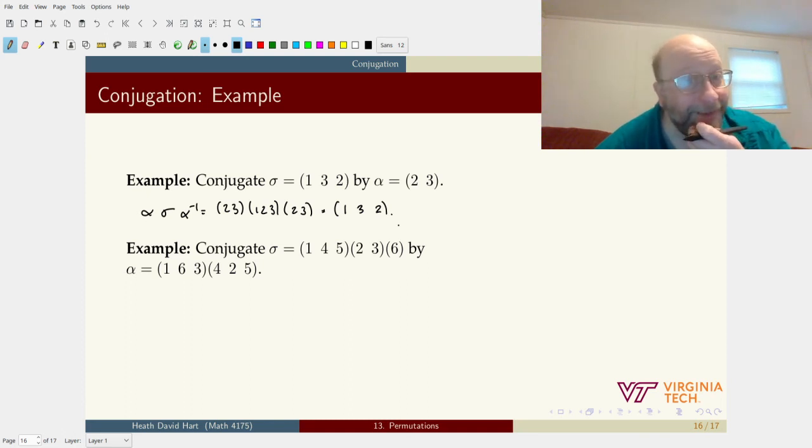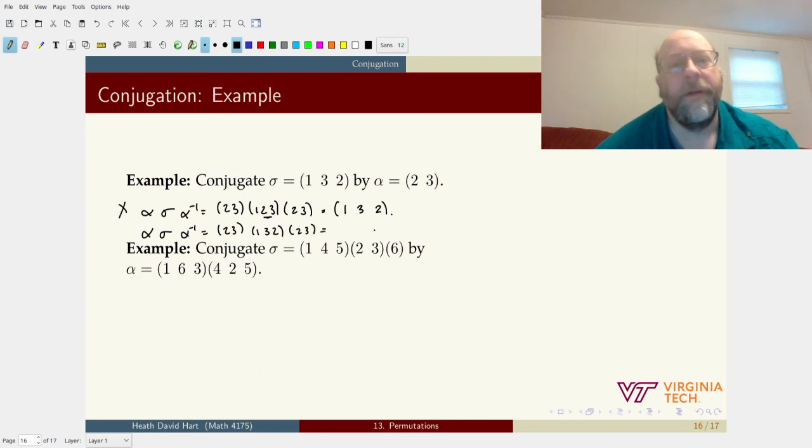Crap. I misread the problem. We were supposed to conjugate 1, 3, 2, and what I did was I conjugated 1, 2, 3. So let's try this again. We'll start with 1, 3, 2 this time, and then 2, 3. Well, let's see what happens.